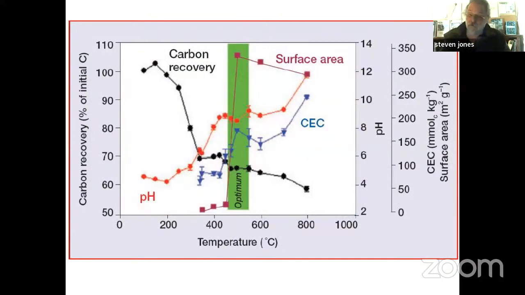Let's explore this graph. It's a little bit complicated, but this is really worth seeing. Here is the temperature of combustion: 0, 200, 400, 600, 800, 1000. That's the temperature of our combustion.